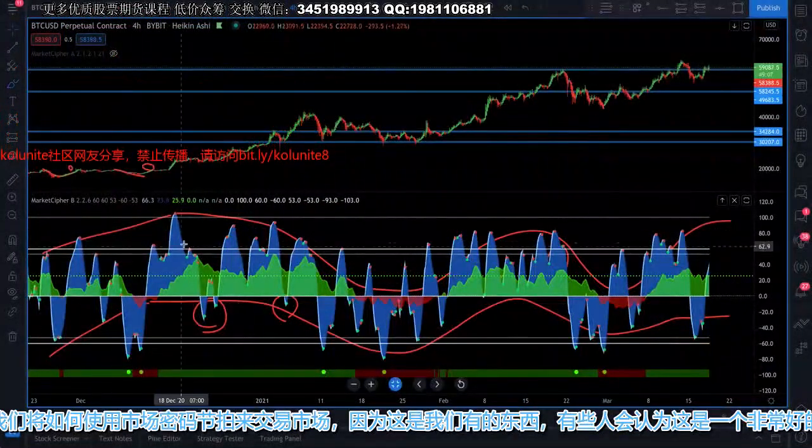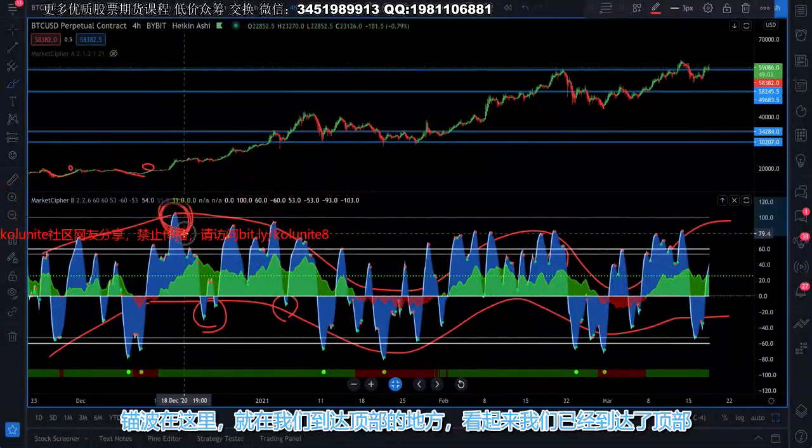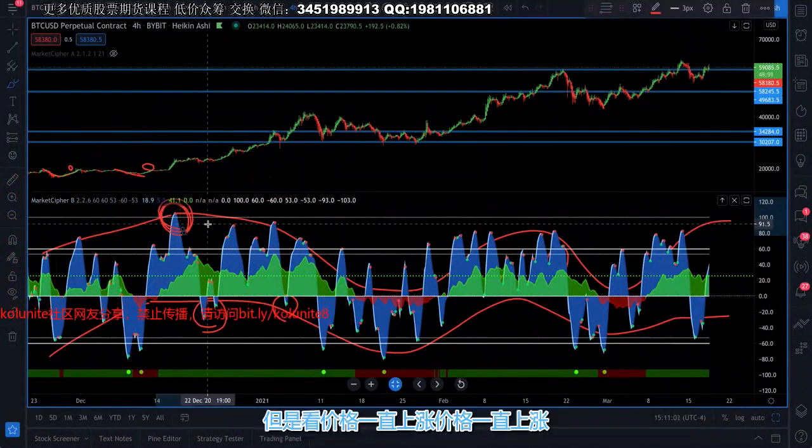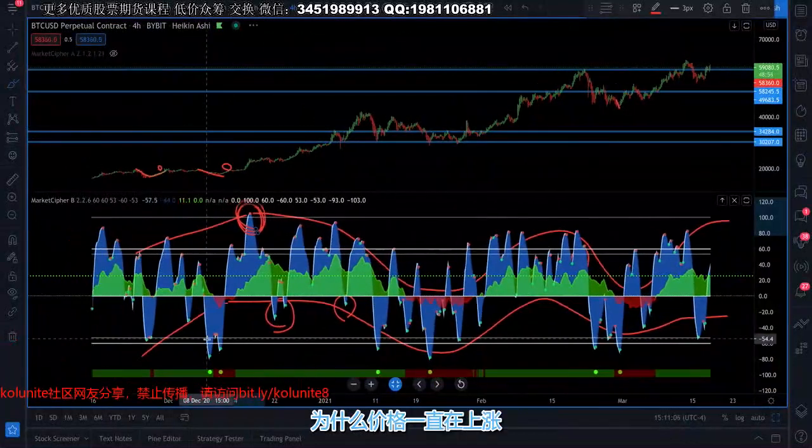Because here's the thing, guys. We have what some people would consider a really nice anchor wave up here, where we've reached the top. Seems like we've reached the top here. But look, price keeps coming up. Price keeps coming up. Why is that?